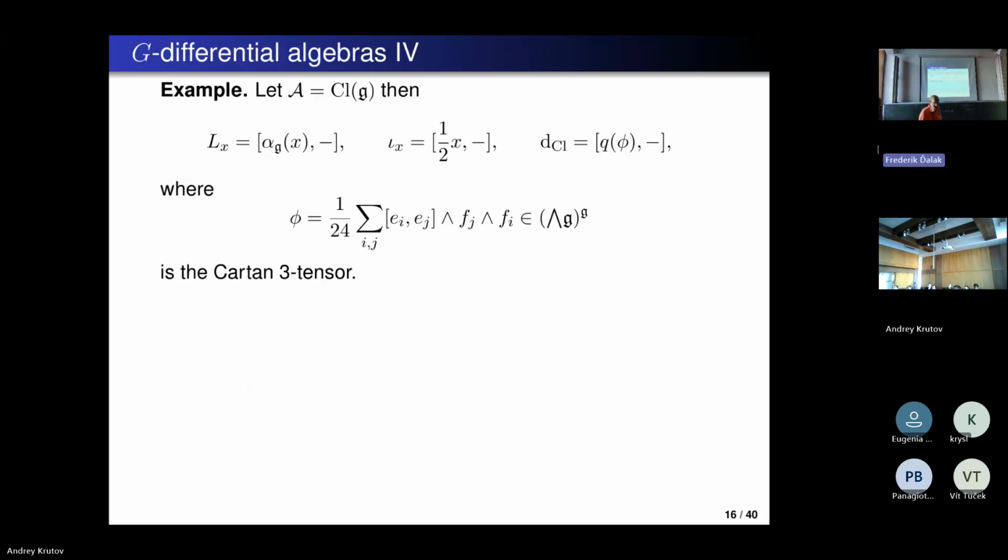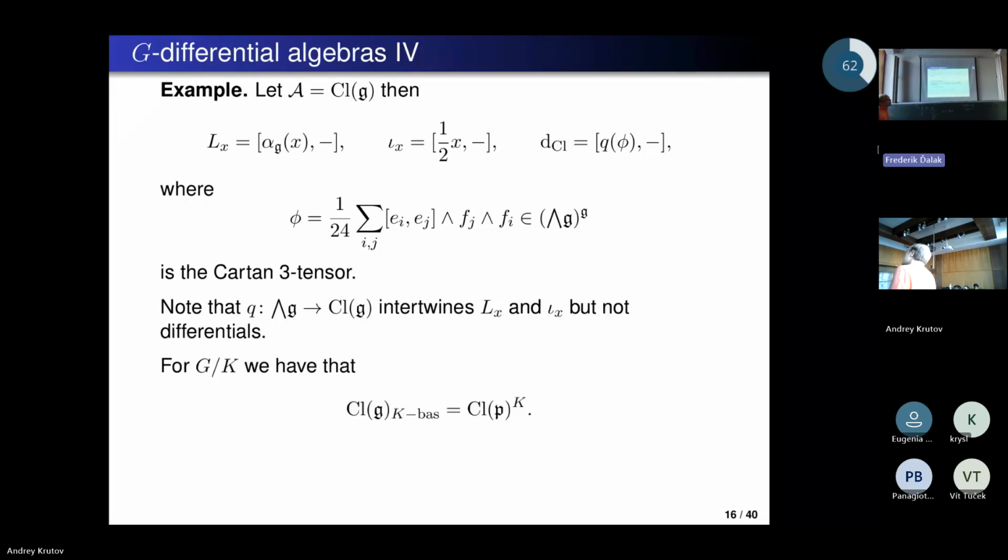Now, going back to our examples of cohomologies, here are the structural coefficients that you were speaking about. So, the Cartan three-tensor. There is a very nice element in the exterior algebra of G. This Cartan three-tensor is given by an explicit formula, and it allows us to construct a differential on the Clifford algebra of G in the following manner. Here, the differential will be given by the commutator with this element, contractions as commutators with linear elements, and Lie derivatives as commutators with quantum moment maps.